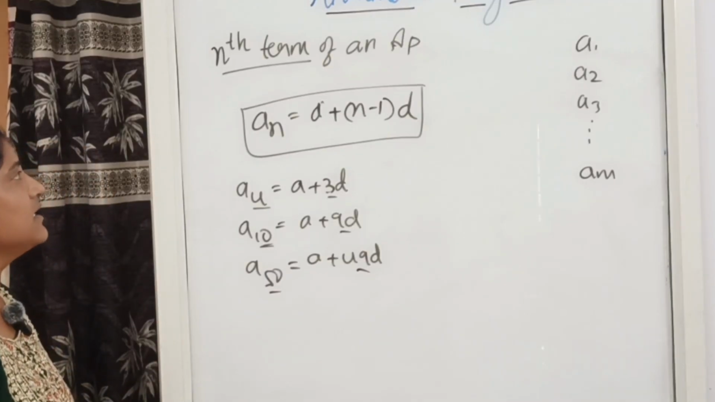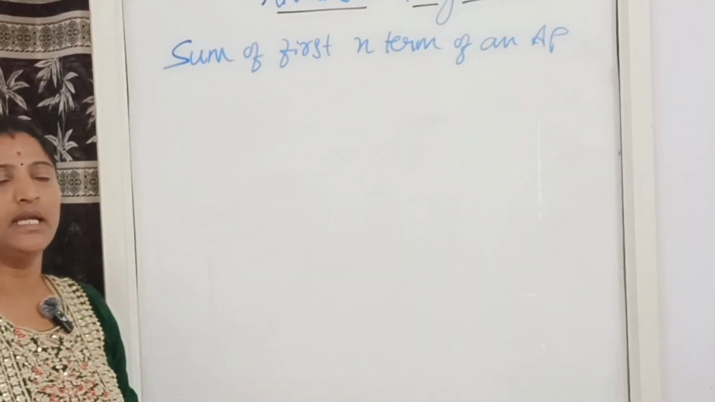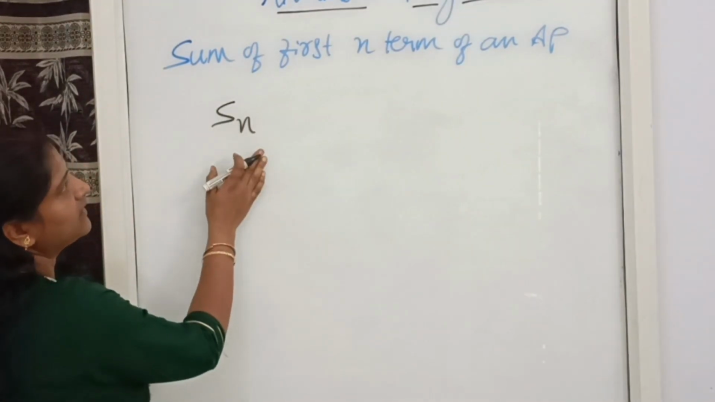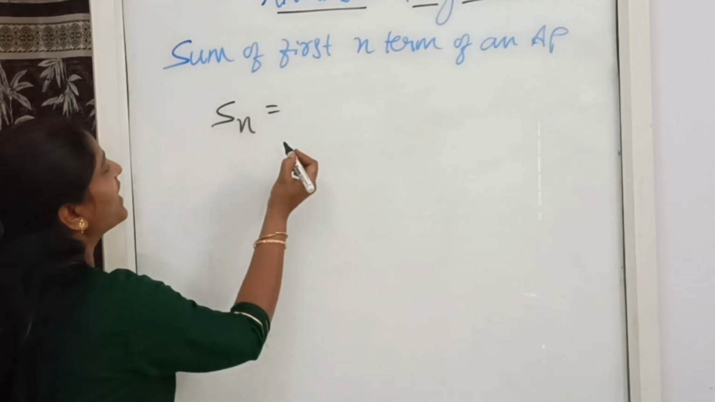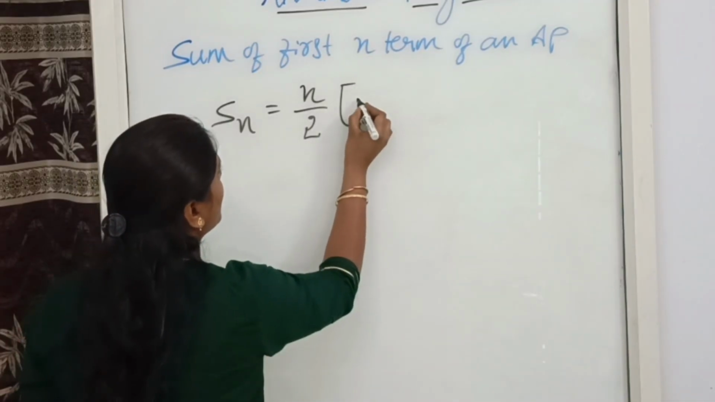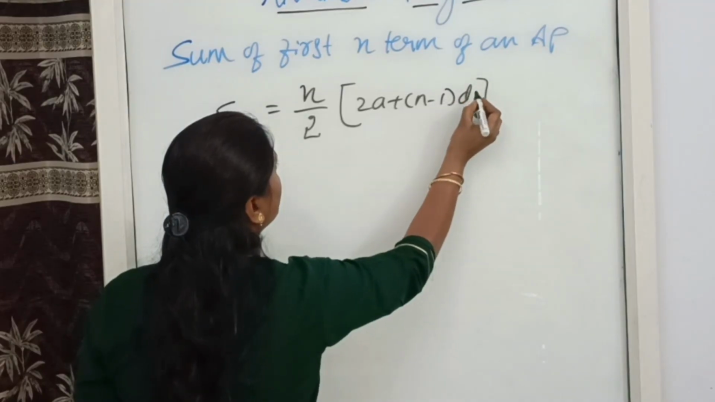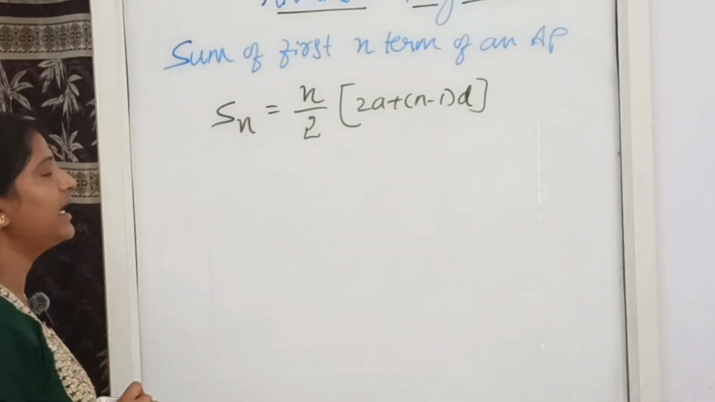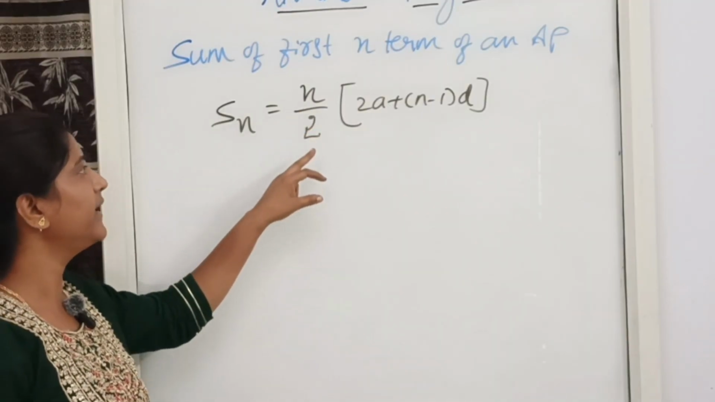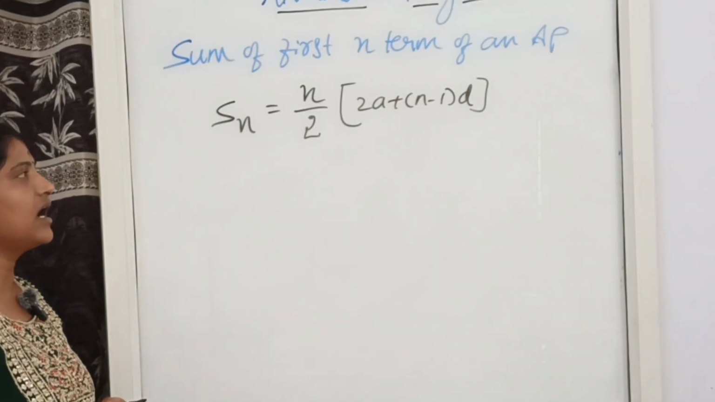And let us see the sum. The sum of the first n terms of an AP. See here, the formula: sum of n terms is equal to n by 2 into 2a plus n minus 1 into d. This is the formula, and you have to practice this. And let us understand how it will work out.